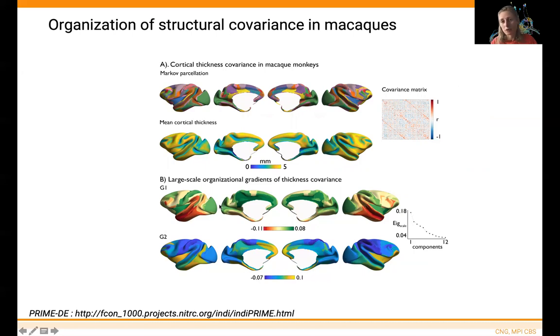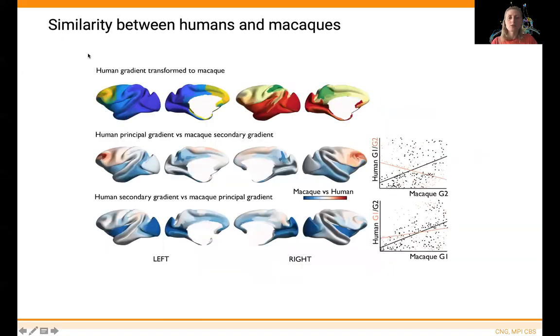Well, nice. I colored them a bit suspiciously similar to the human gradients, but are they actually comparable to the human gradients? So for this, I used a really nice approach which Ting also developed, and I transformed the human gradient to the macaque space. And using these transformed gradients, I was able to directly compare the human and the macaque gradient.